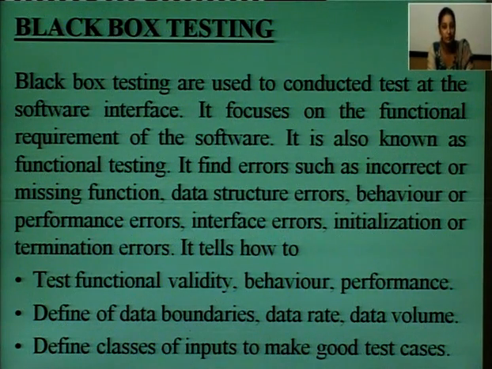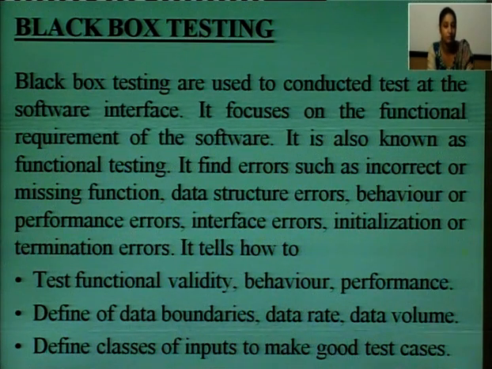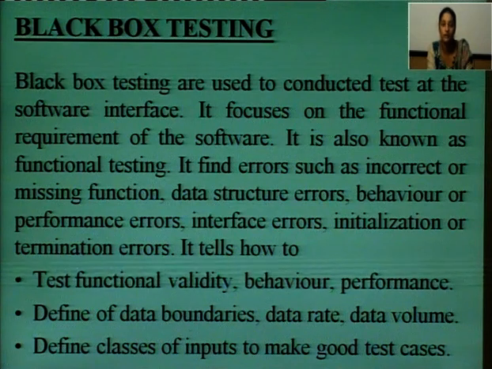It finds errors such as incorrect or missing functions. If any function is missing in the software, or any function is incorrect, then we check that error here. We check data structure errors, the limits of the data, and the variables assigned to the data. Here we check the behavior or performance errors, the behavior and meaning of that error, interface errors, and initialization or termination errors. If there is no variable with an initialized value, or we don't have a variable to terminate, we check all kinds of errors in this.